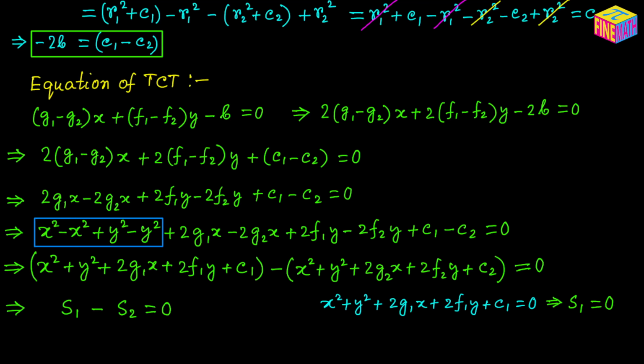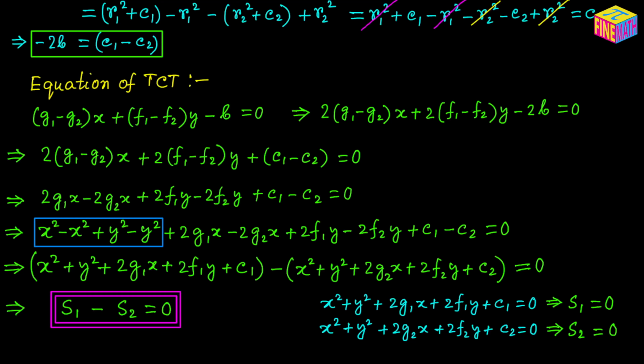When we represent the left hand side of the equation of the first circle as S1 and the left hand side of the equation of the second circle as S2, then the equation of the transverse common tangent would look like S1 minus S2 equals 0. And that's exactly what we tried to derive so far. This is the easiest equation for the transverse common tangent for two circles that are touching each other externally. I hope the entire derivation made sense.